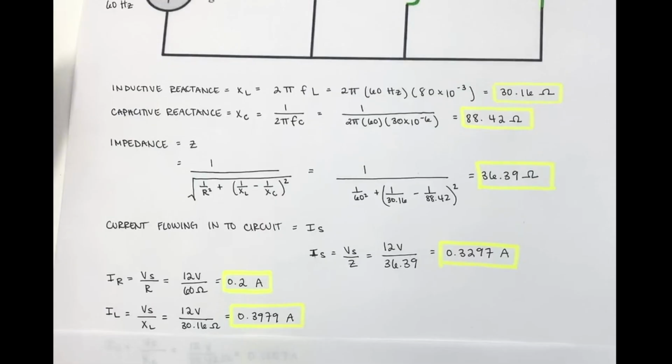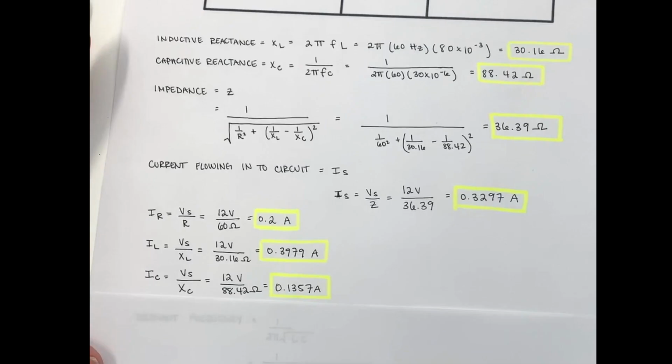For IL, or the current flowing through the inductor, we're going to take again our voltage source and divide it by our XL, or our inductive reactance. So we will take 12 volts over 30.16 ohms, and that should give us 0.3979 amps. For current flowing through the capacitor, we are going to take the VS over the XC, or the capacitive reactance, and so we'll take 12 volts over 88.42 ohms, and that should give us 0.1357 amps.